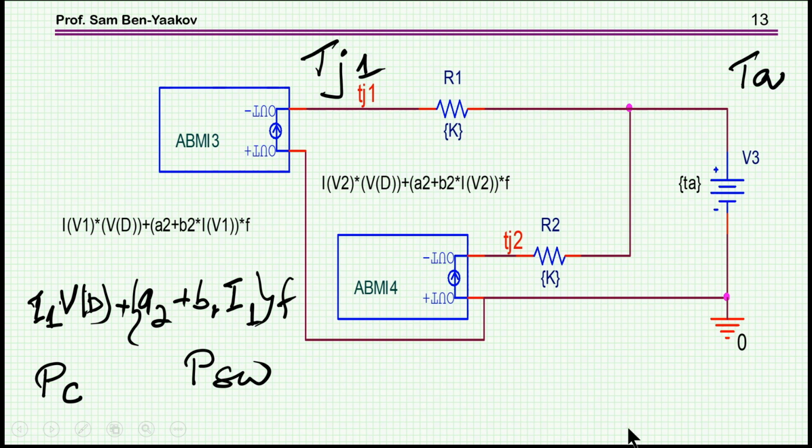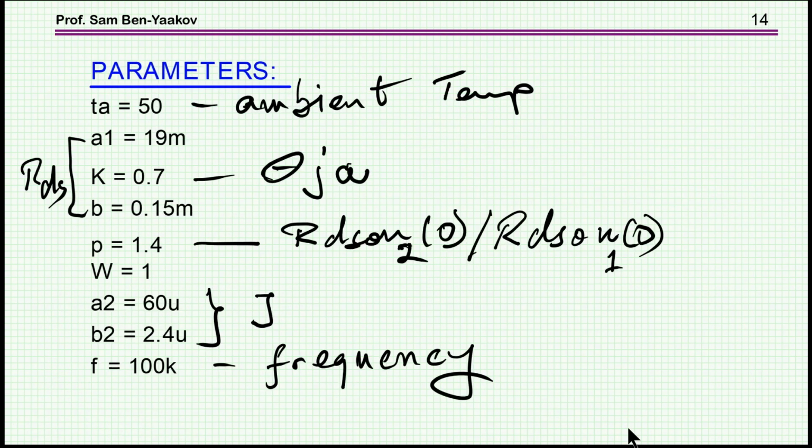Okay, so let's have a look at the parameters that I have here. The ambient temperature, I've assumed 50 degrees. These are the coefficients of the linear approximation of the RDS(on) as a function of temperature. This is the thermal resistance between junction and case, and ambient as a matter of fact, including everything. And this is a parameter which makes a difference between the RDS(on) of one transistor and another, because I'd like to see what the difference is if the initial value is different.